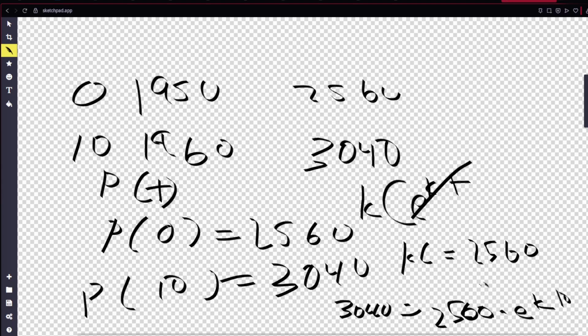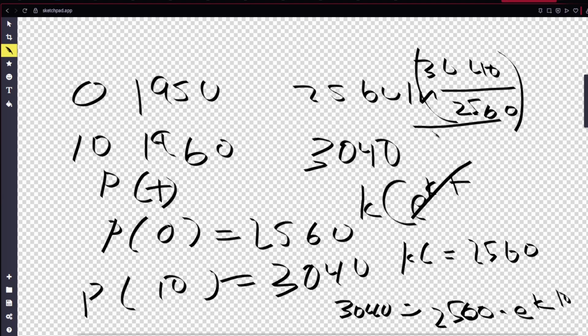So now we can just solve for k using algebra. Divide by 2560 on both sides, get rid of the e by natural logging, or ln, or log base e, and divide by 10. The answer should be 1.7185%, or the algebraic answer would be 0.017185. I think you could just multiply it by 100 to get the percent growth. So yeah, that's the logic there.